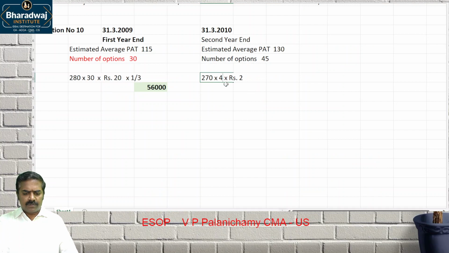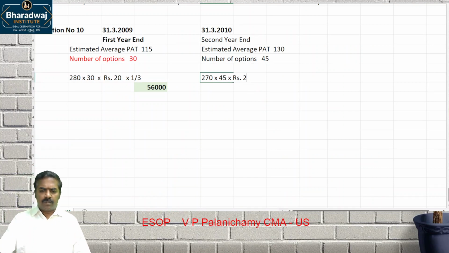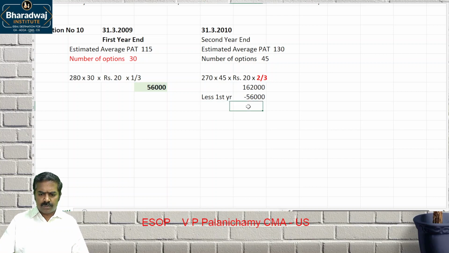45 into 20 into 2 by 3 should have been recognized. Because cumulatively this expense should have been recognized. 1,62,000 cumulative amount less first year amount. What is the first year amount? 56,000. So this expense would be charged in the second year. 1,06,000.